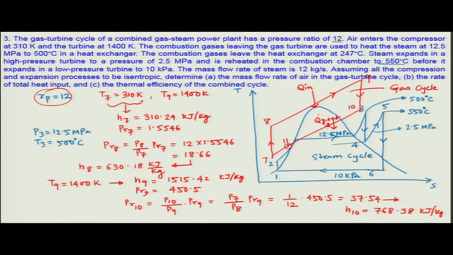Now we can calculate, assuming all the compression and expansion processes to be isentropic. So these are all isentropic expansion and compression processes. So determine the mass flow rate of air in the gas turbine cycle. So what is m dot air in the gas turbine cycle that we need to find? That is the first question. The second question is the rate of total heat input, that is Q in. The rate of heat input is basically H8 to H9, and also during the reheating of the steam. So that is also Q in. So you have to take a sum of these two heat transfers. That is the total amount of heat transfer between states 8 to 9 and 4 to 5.